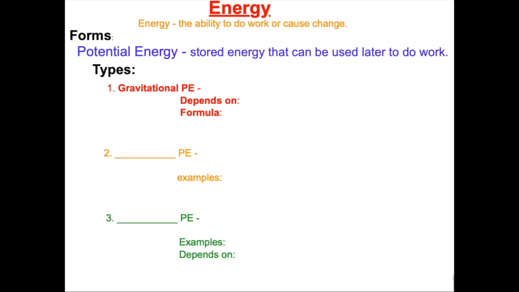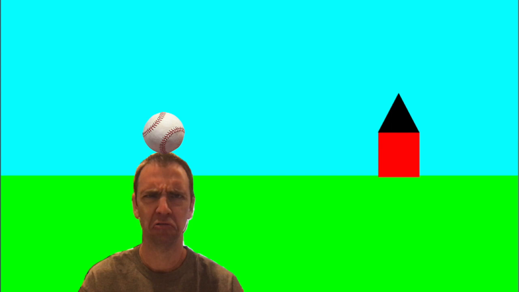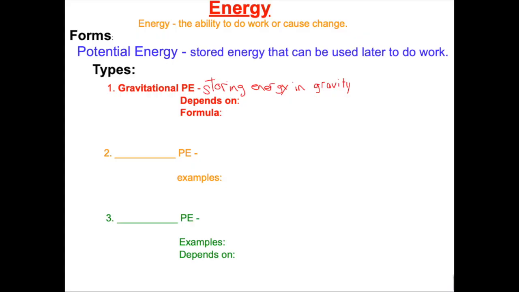So once again, potential energy is stored energy. Energy can be stored in gravity. We can easily do this by just lifting an object off of the ground. We know that once released, that object will fall to the ground and will cause change once it hits something. Ouch! Gravitational potential energy, or GPE for short, depends on three things.